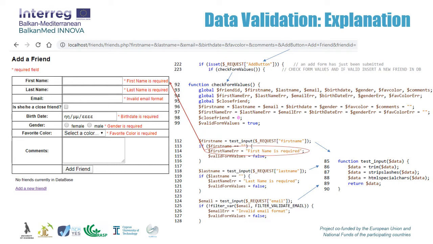Now the data from firstname field is safe to be stored in global variable $firstname. If the firstname field is empty, then an error message for this field is prepared, and the flag valid form values turns to false, in line 115. In lines 118 to 128, we have the same validation code for the last name and email field. Especially, for email, we must validate that it has a valid email format. The easiest and safest way to check whether an email address is well formed is to use PHP filter var function, as you see in line 125.